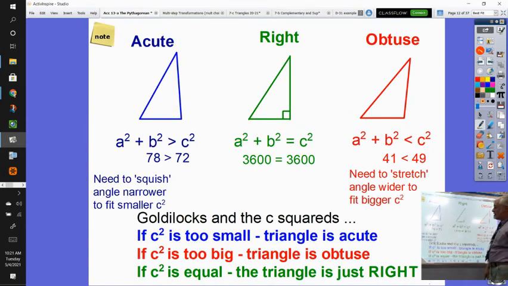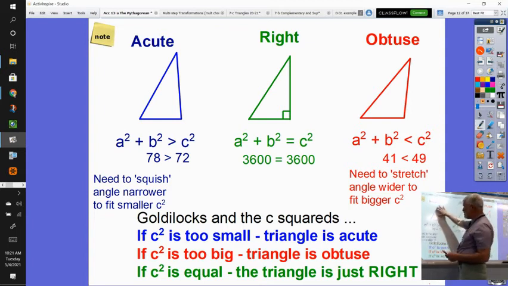Now, if it comes out that it is not equal, then you can actually tell whether the triangle is acute or obtuse, even if it is not right. So I probably should have had an example here, but let's just say in your problem, your a squared plus b squared answer comes out to 78, and your c squared answer comes out to 72. Let me point out here that you don't have to do the square roots at the end. You can just see if the squared sum equals the squared hypotenuse.